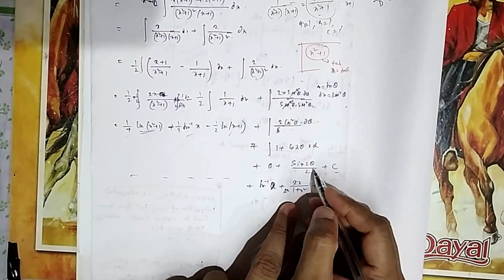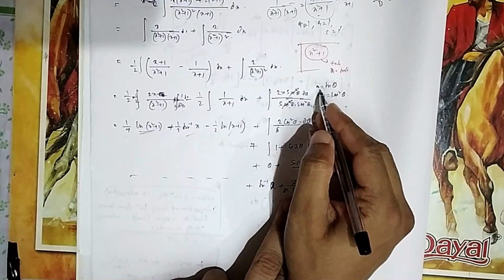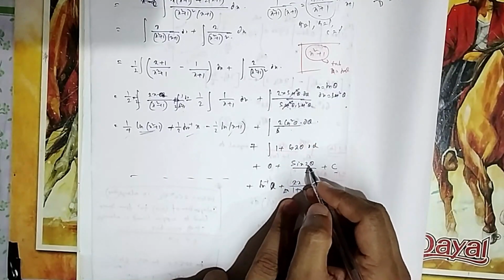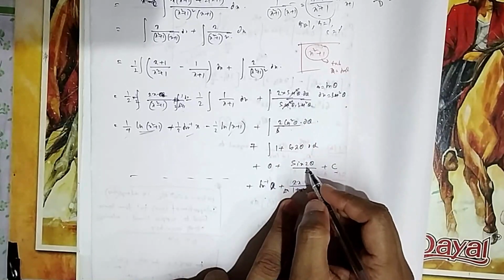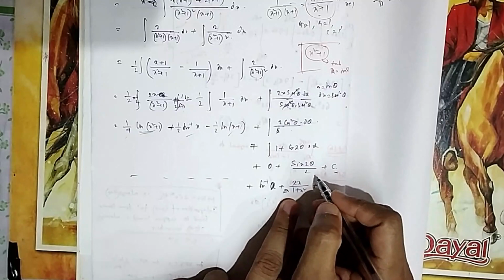Sin 2 theta, again you can put it, what will be sin 2 theta? If tan theta equal to x, then sin 2 theta is 2 tan theta by 1 plus tan square theta, so 2x divided by 1 plus x square. Or you can write it as sin 2 tan inverse x, but that is not given in the options.